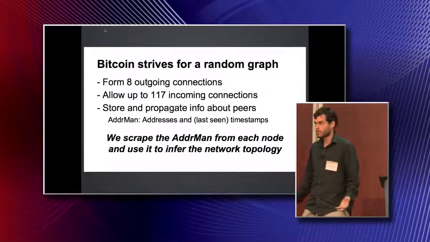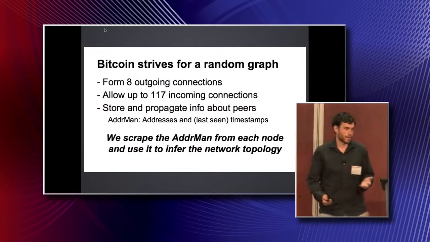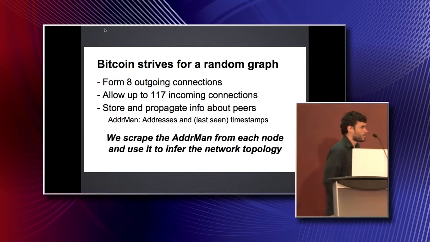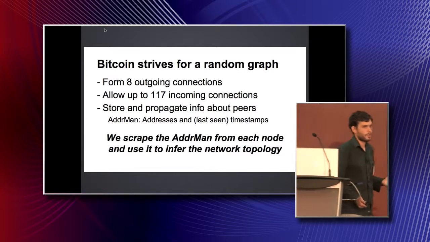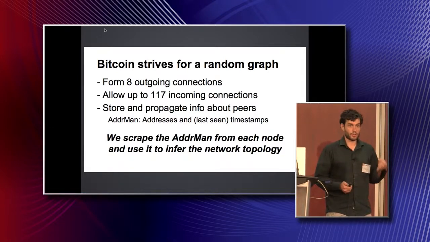Okay, now we think that Bitcoin strives to have a random graph. It does this because every node makes 8 outgoing connections, and those are selected randomly, and it can receive up to 117 incoming connections in addition to that. And the nodes store and propagate to each other information about peers that they might be able to connect to. So in a nutshell, the thing that we do in Coinscope is periodically scrape the entire addrman contents of every reachable node that we can connect to.